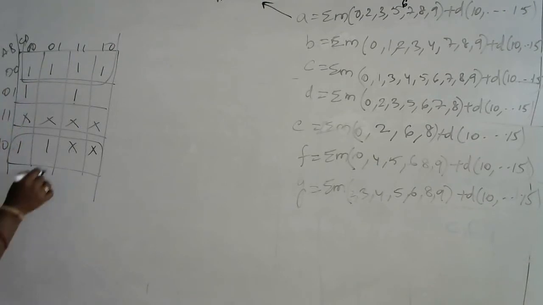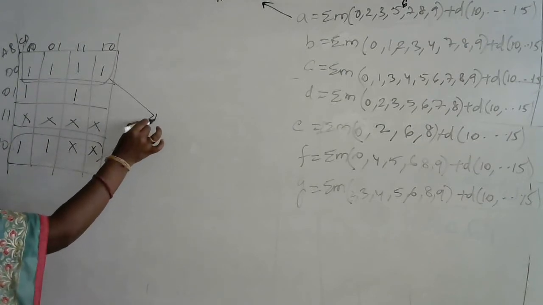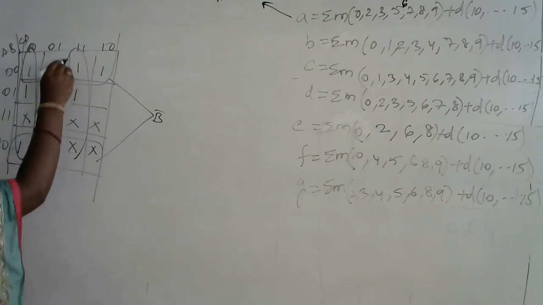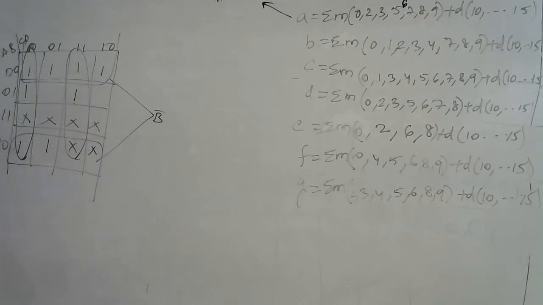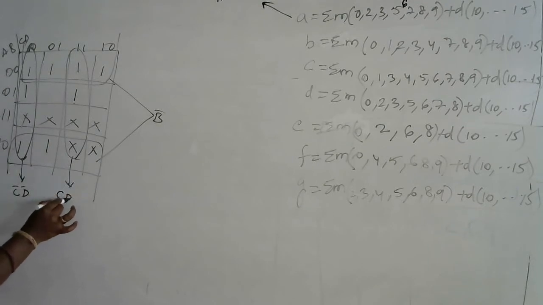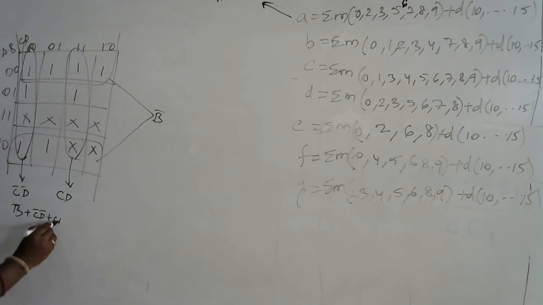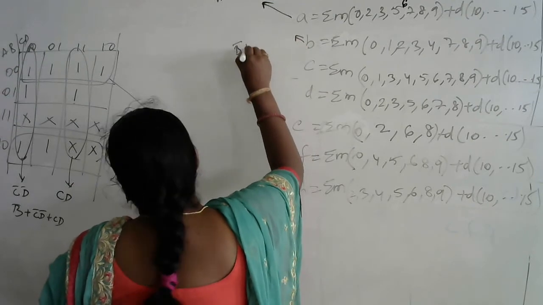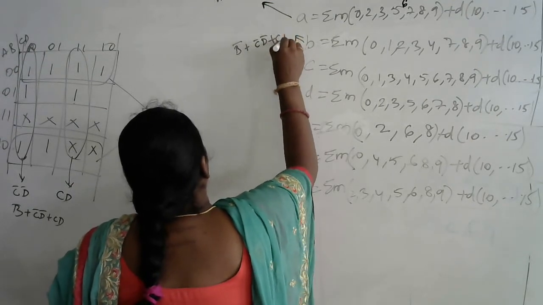So A will be cancelled out, left over with only B bar. And all the remaining columns will be cancelled out. And the next one is, you can make this one quad and this the other quad. So the expression for this quad is all these rows will be cancelled out, left over with C bar D bar. For this one it is CD. So I can write down B bar plus C bar D bar plus CD. So the expression for B is B bar plus C bar D bar plus CD.